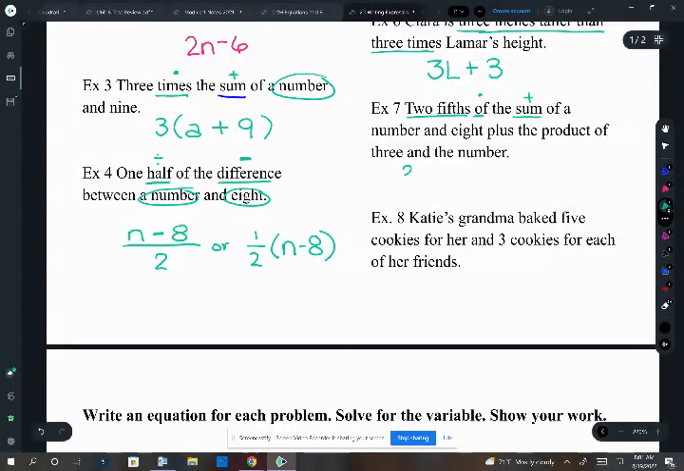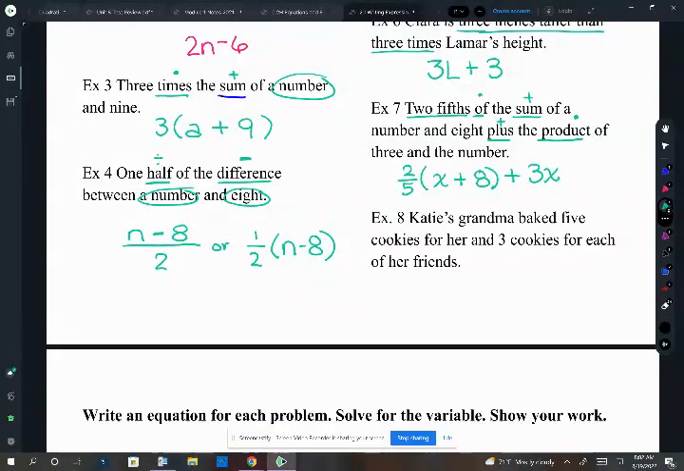So we're going 2/5 of, so a lot of times we could do parentheses, we could do a dot. In this case, we are going to do parentheses because it's going to be the sum of something. So the sum of a number, which we don't know, and 8. So 2/5, the sum of a number and 8. And then we're doing another operation, plus the product, another operation. So plus the product of 3 and the number. So it's going to be the same variable because we're talking about the same number.